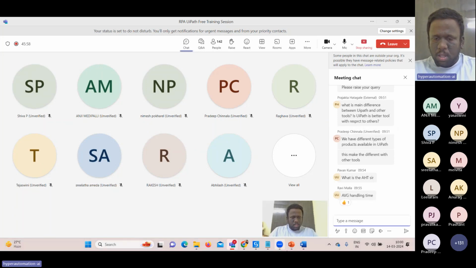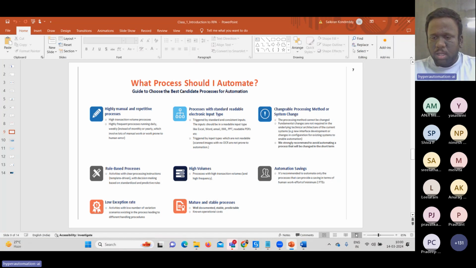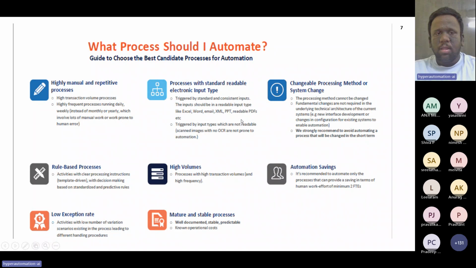Okay, fine. So now coming back to our major slide, which we are talking about in terms of what process should I automate. It should be a highly manual and repetitive process, which has a transaction volume, a process running frequently, daily or weekly instead of monthly or yearly. Some processes will run on a monthly or yearly basis. That is not a best fit for automation. It should be running on a daily or weekly basis. So that is what we need to consider.